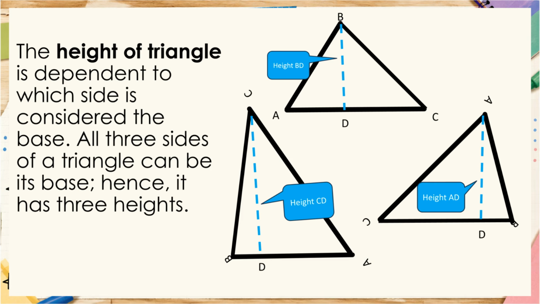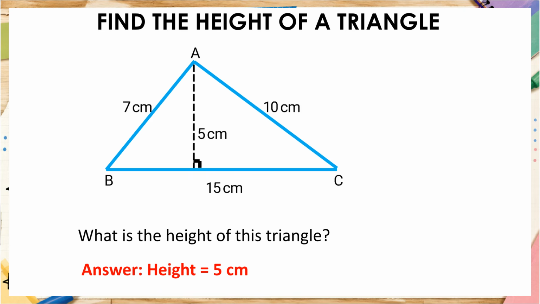As you can see, the height depends on which side is considered the base. Since all three sides can serve as a base, every triangle has three possible heights. Let's look at an example.